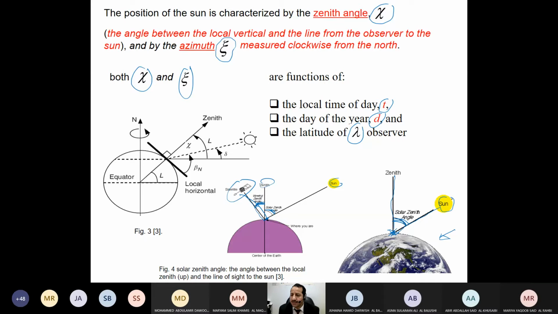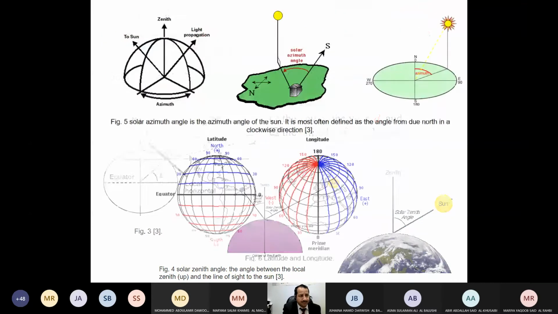Day of the year: is it day number 1, I mean 1st of January? It is day number 15 of January. Is it day number 32, I mean 1st of February, and so on? Because we have 365 days per year, tell me which day. Also, latitude. We know the location on our planet using latitude and longitude, as I will explain in the next slides. So latitude is also a main variable here to calculate the zenith and azimuth angle.